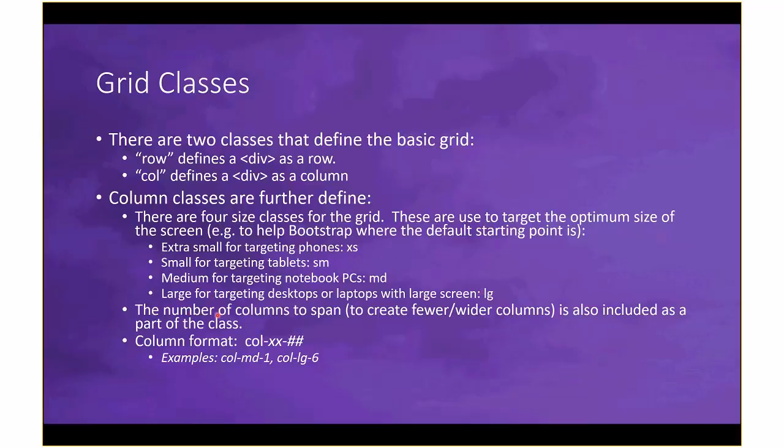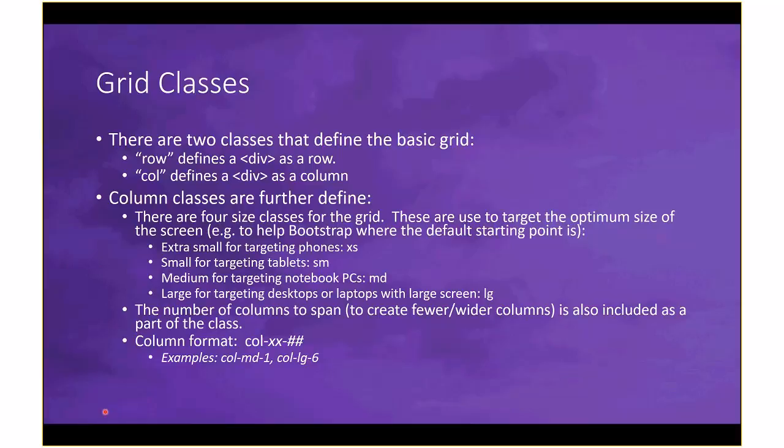As I mentioned before, the number of columns to span to create the fewer or wider columns is also included as part of the class. So the format for a class to define a column is COL-XX-##, where XX is the 2-character size, and ## is a 1 or 2-digit number, 1 to 12, for the number of columns in the basic grid that you want your column to span.